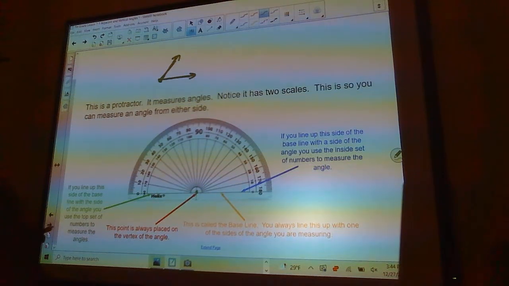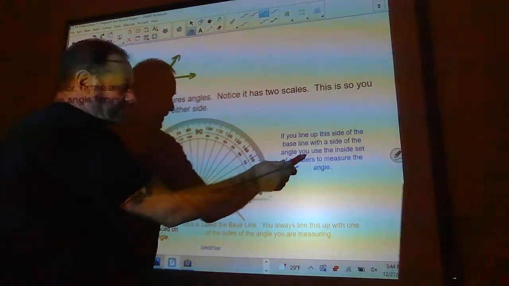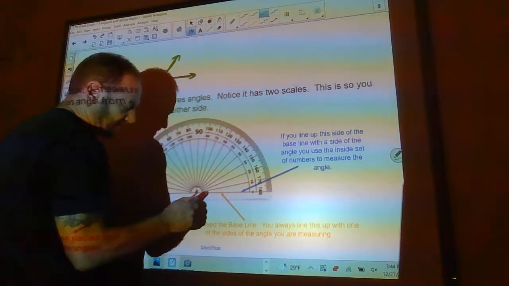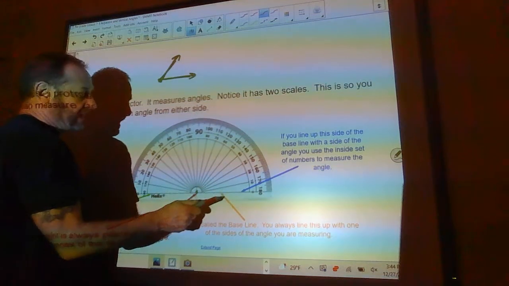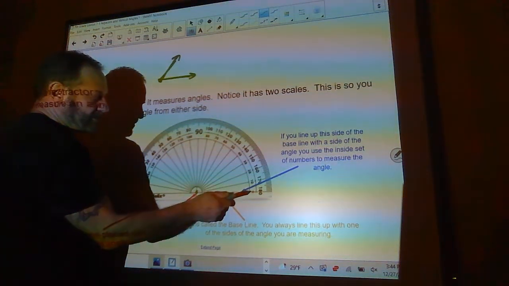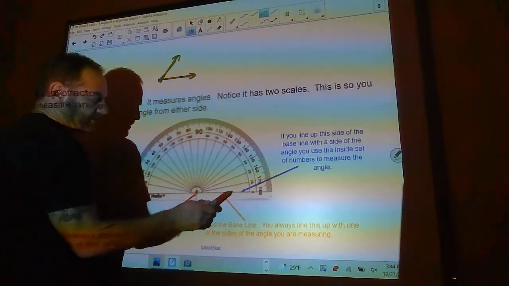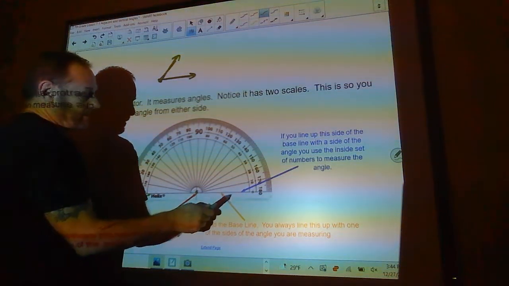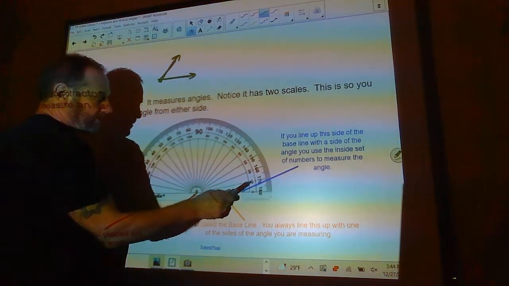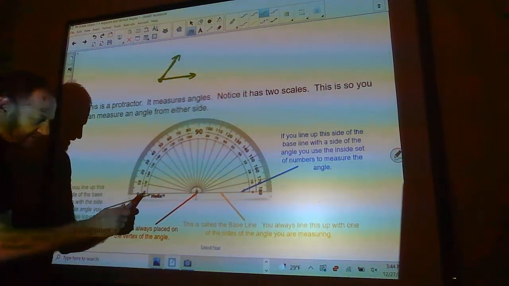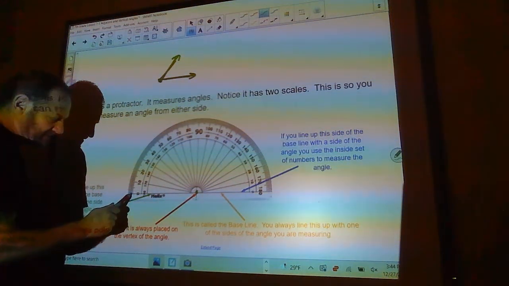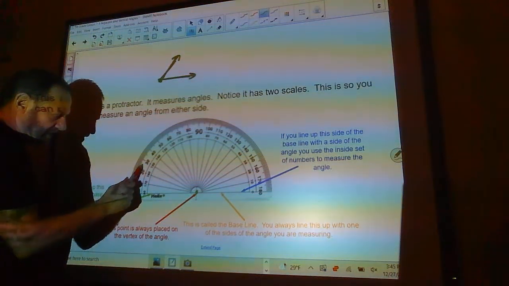And now, here's the thing. If you line up this side of the baseline with the side of the angle, then you use the inside scale of numbers, because you start at 0 and you work your way up. If I line up this side of the baseline with one of the angles, then I use the outside set of numbers, the outside scale.